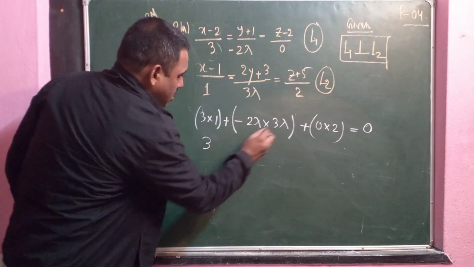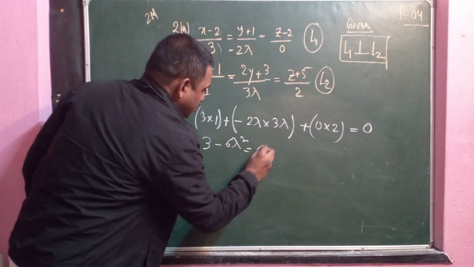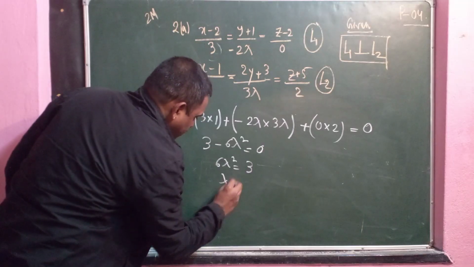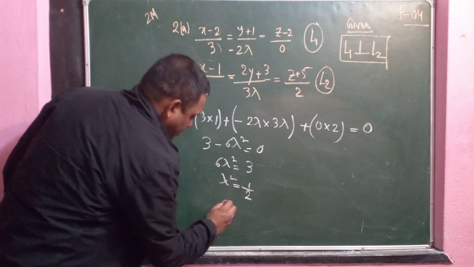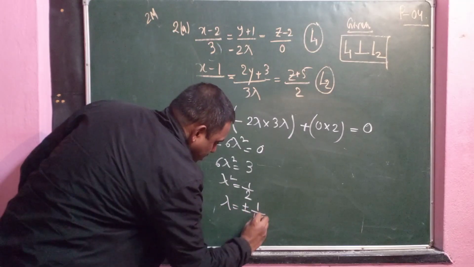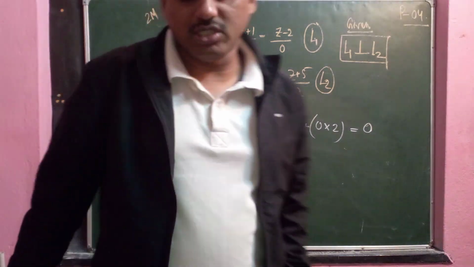Now 3 and this is your 6 lambda square equals 0. So 6 lambda square equals 3. So lambda square equals 1 by 2. Right? So lambda equals plus minus 1 by root 2. This is your answer. Got it?